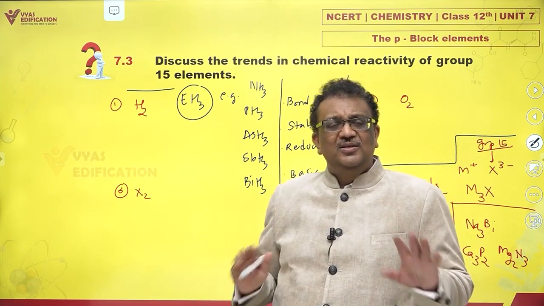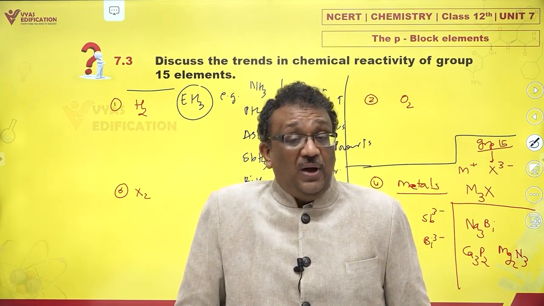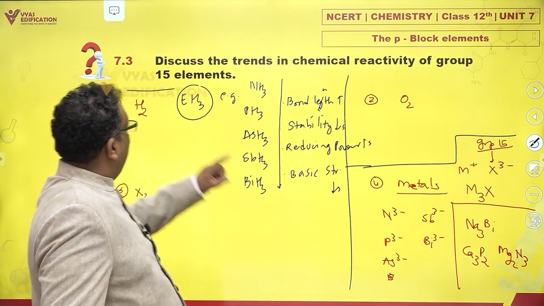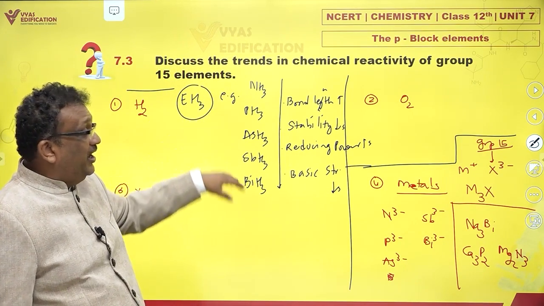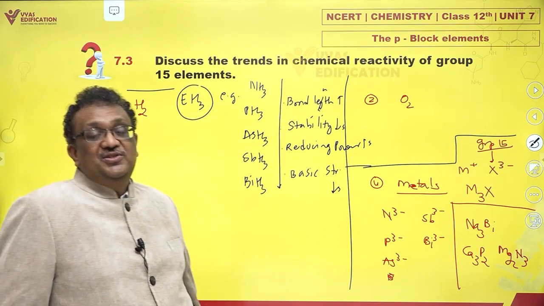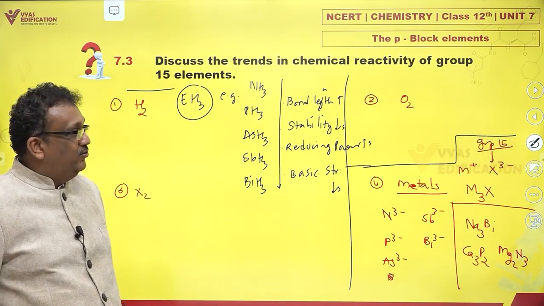But again, this is what is expected for you to write down the trends. But I repeat, these are not strictly speaking trends of reactivity of elements. These are the trends of reactivity of element hydrides, which is best explained in NCERT. Nonetheless, this is as regards hydrogen.